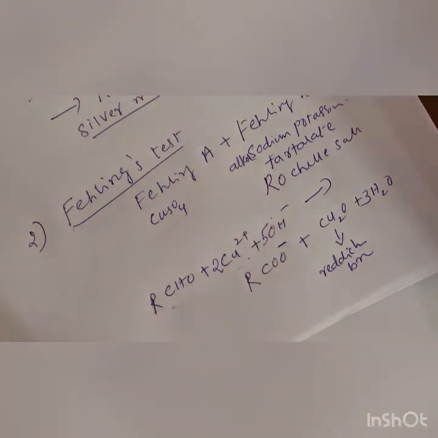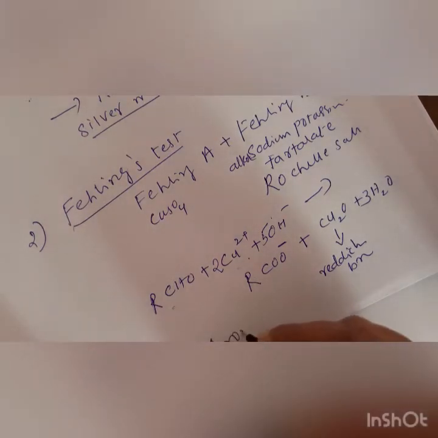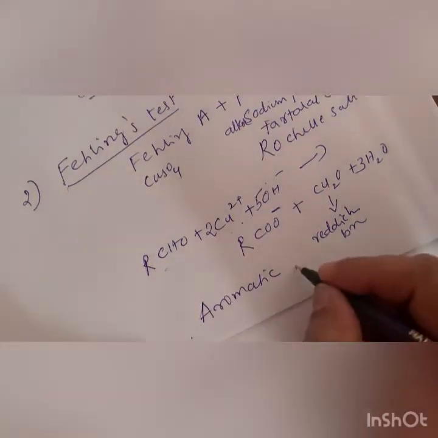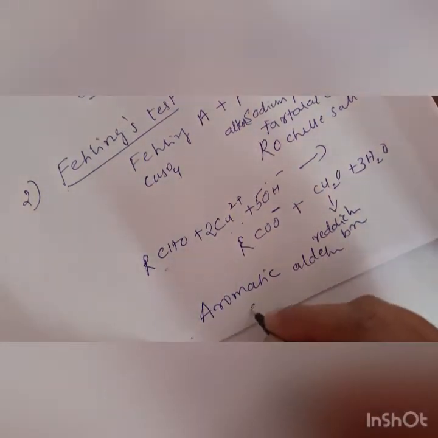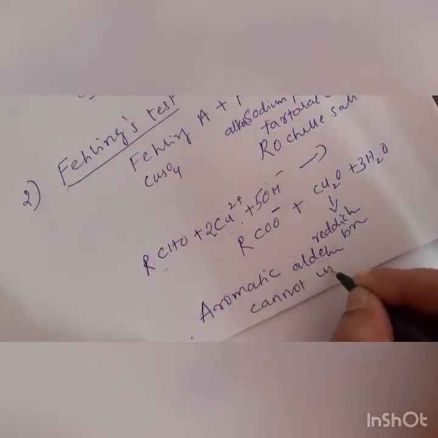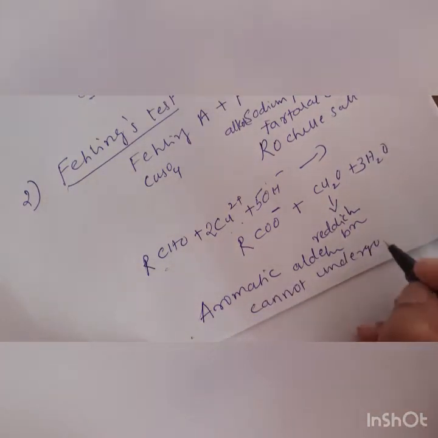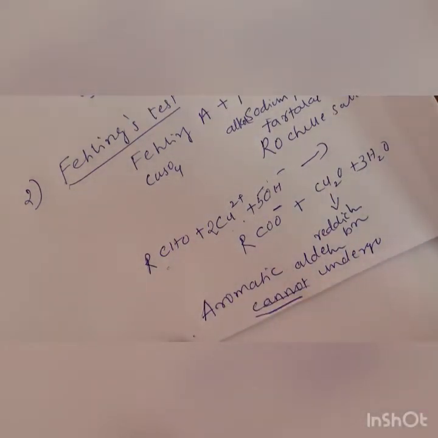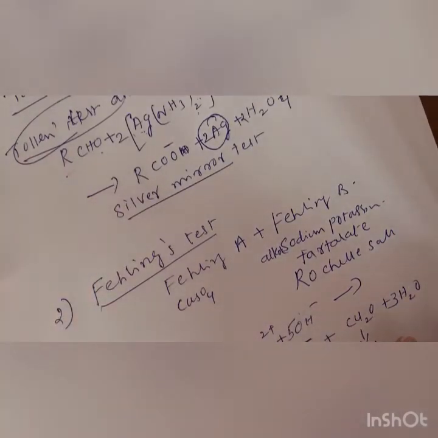So this Fehling's test you can use to distinguish between aliphatic aldehyde and aromatic aldehyde, because aromatic aldehydes cannot undergo Fehling's test. You should always remember this. So this we can use to distinguish between aliphatic and aromatic aldehyde. Two tests we have done today: the Tollens test and Fehling's test.